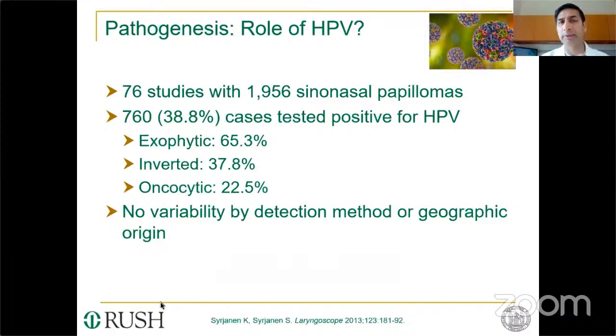So it really depends on detection methods, who's done the study, and what part of the world the study might have been done in. But this is a nice pooled study that looks at 76 papers of almost 2,000 cases of sinonasal papilloma, and you can see almost 39% had HPV positivity. Exophytic is most commonly associated with HPV prevalence. You can see almost 2/3 of the cases. Inverted, a little more than 1/3, and oncocytic, only about 1/5 of the cases. So you can look for HPV, just please note that you won't always find it.